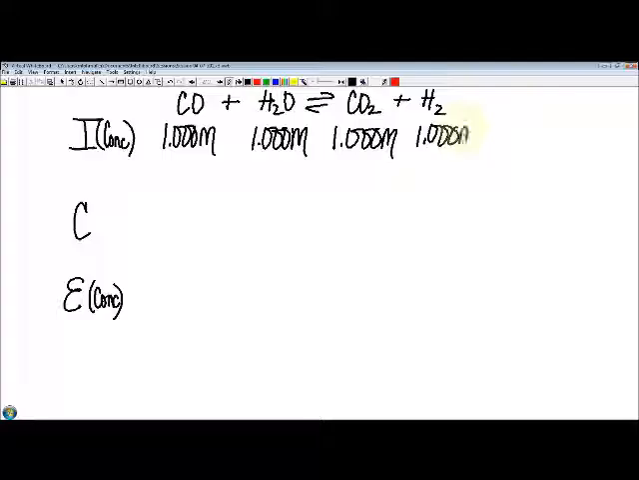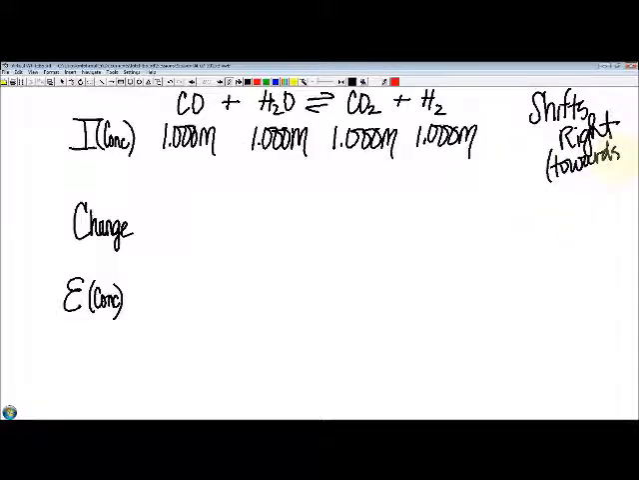Okay. C stands for change. How does the concentration change when equilibrium is reached? Okay, and this is where that shift is important, because we said that we are shifting right before, that means that we're shifting towards products. So our change, we're going to just use a value of x because we're going to solve for x, okay?